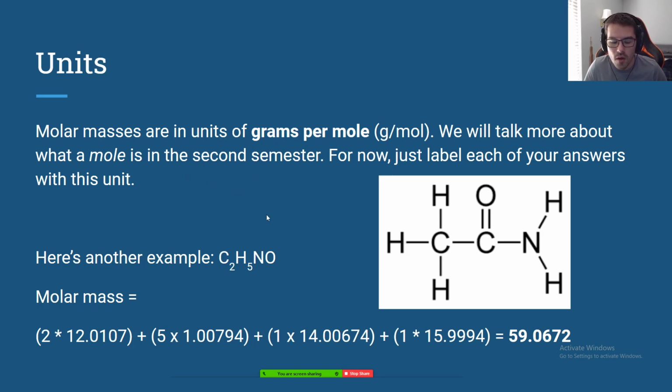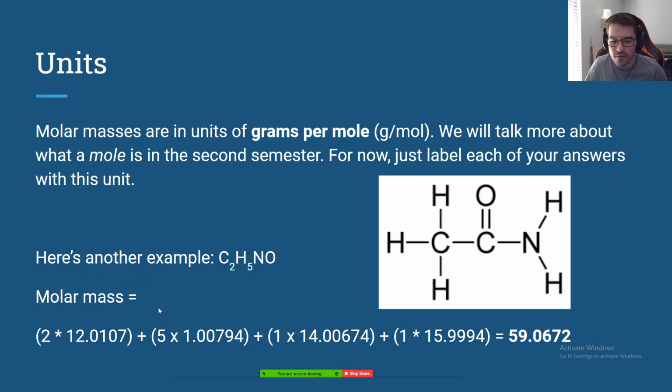Okay, so here's one more example just to wrap things up. A bit of a larger compound here. We have 2 carbons, 5 hydrogens, 1, 2, 3, 4, 5, 1 nitrogen and 1 oxygen. So here's my formula, C2H5NO.